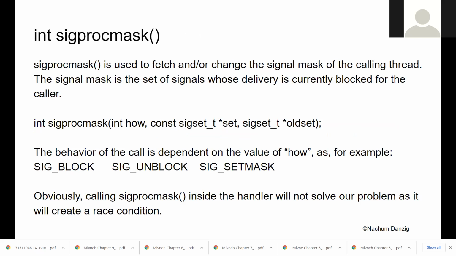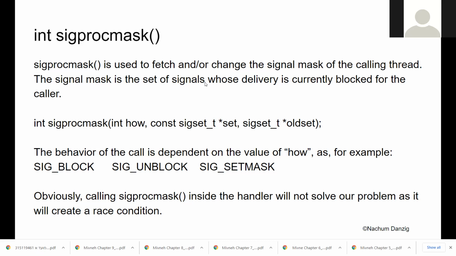SIG process. So we're going to attempt to solve this problem with sigprocmask. Special function. But it's not really going to help us. But let's see the idea. sigprocmask is used to fetch and/or change the signal mask of the calling thread. The signal mask is the set of signals whose delivery is currently blocked for the caller.